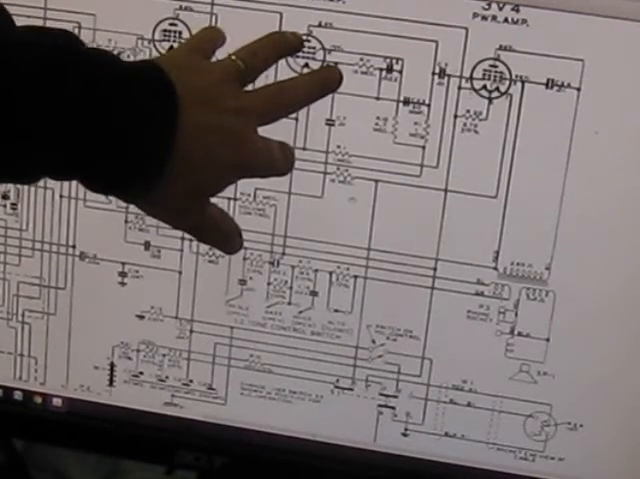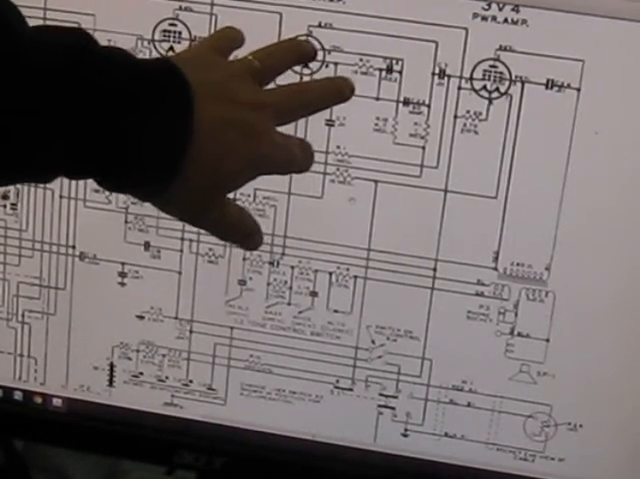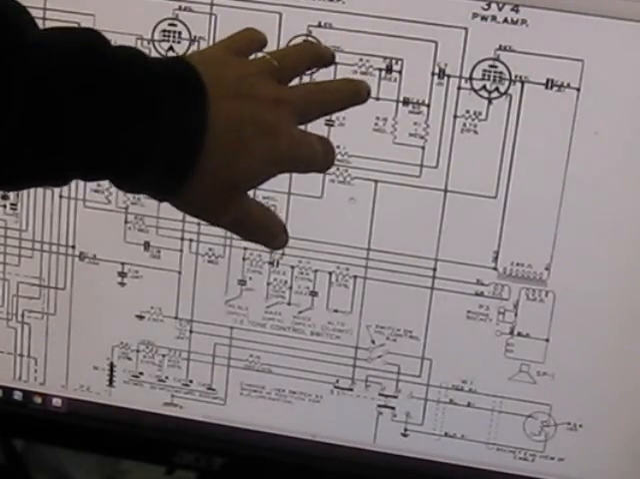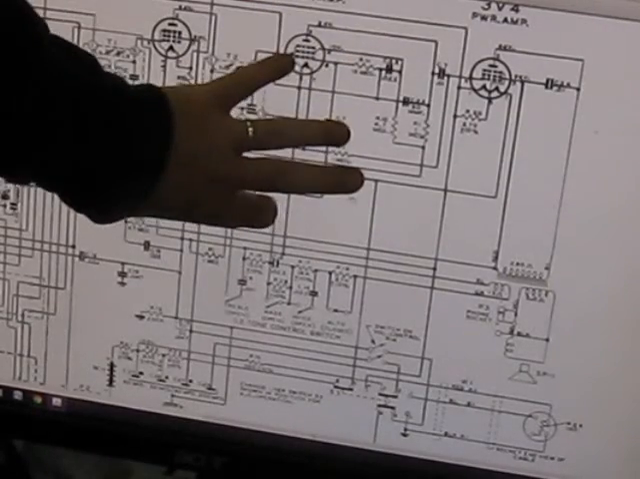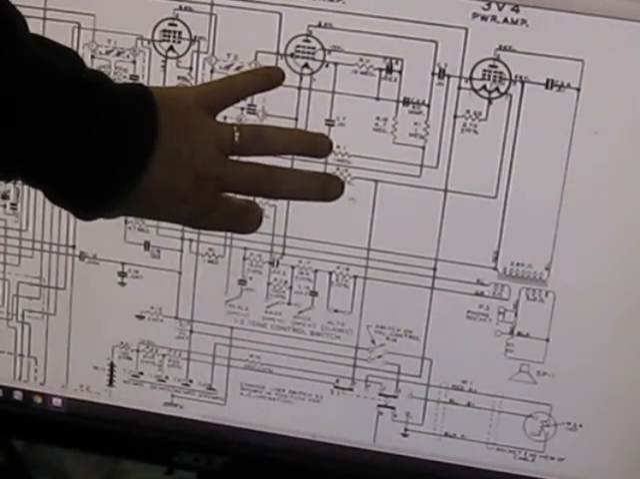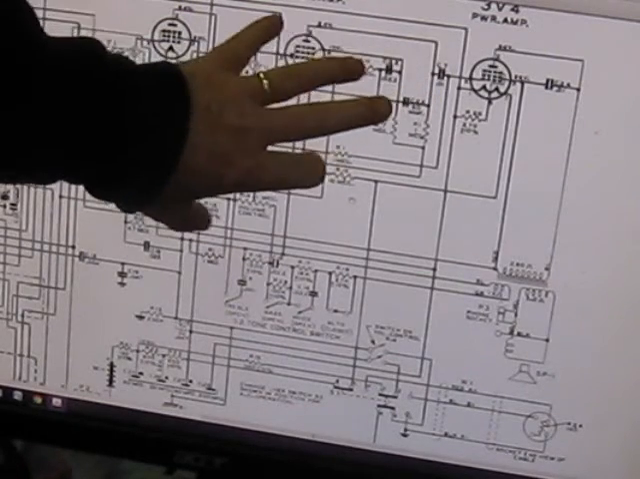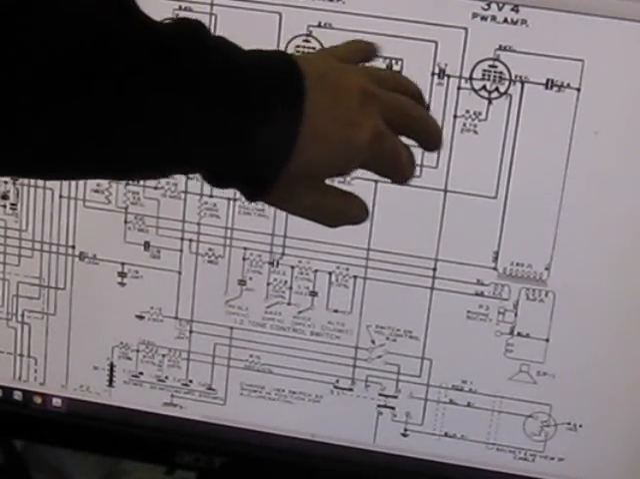So you run into this also. That's another thing that you can run into, is the different service information, even on the same make and model radio, but different companies can have different voltages. Now, Riders generally get this information, the schematics and stuff, right from the factory. So I would probably trust these voltages a little closer.